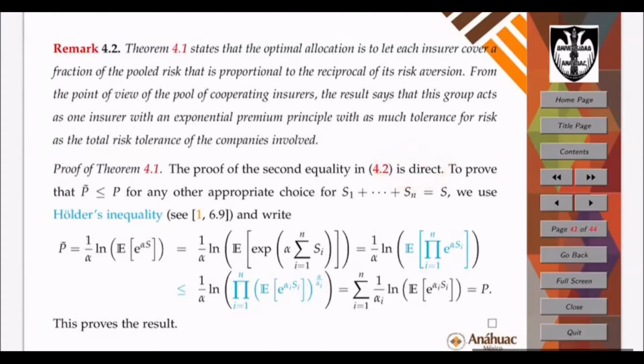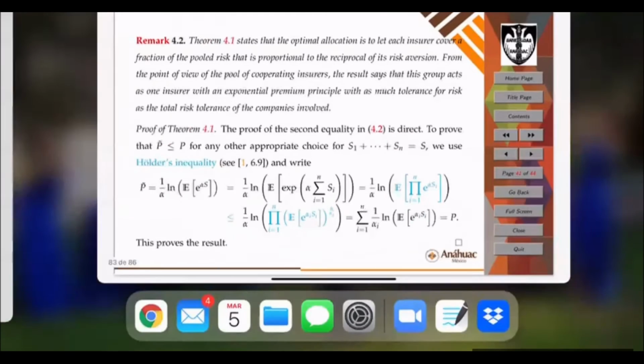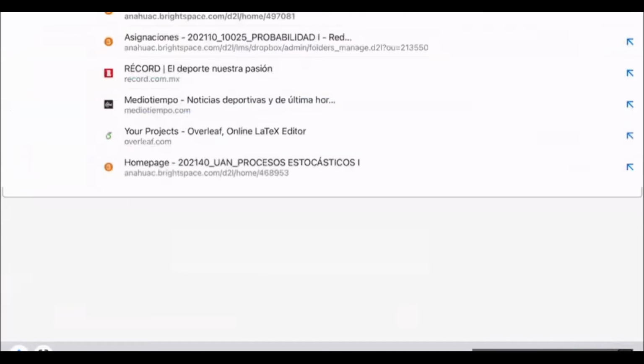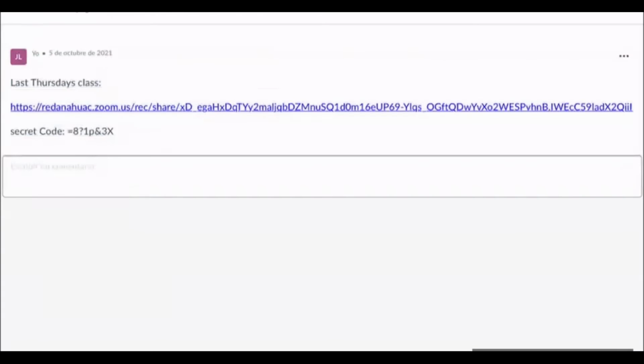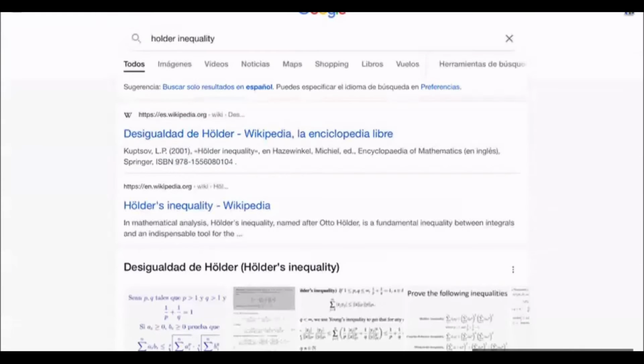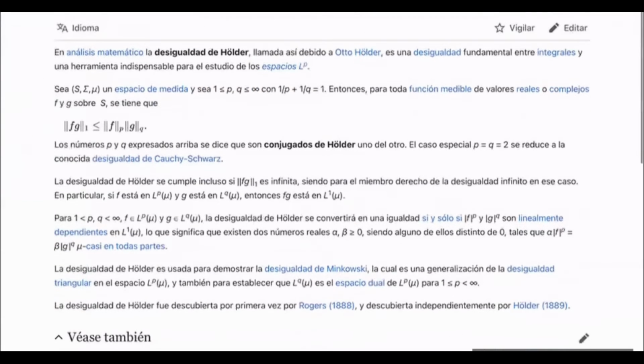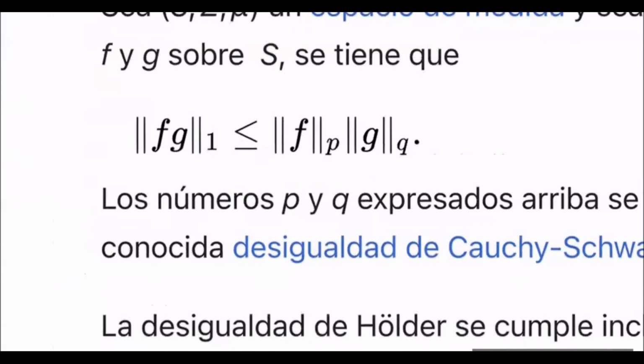However, it is direct. Now, the proof that this P tilde is actually minimum follows from Hölder's inequality. Now, this is one of the most common expressions in all of mathematical analysis. Just so you can have a quick reference on it, I will write Hölder's inequality here, okay? So, desigualdad de Hölder, there you go. So this is Hölder's inequality.